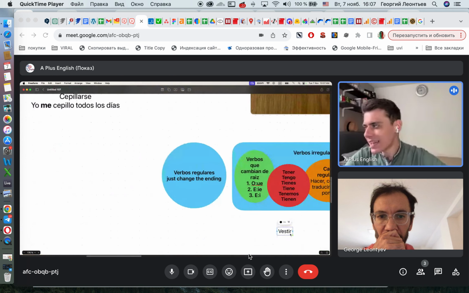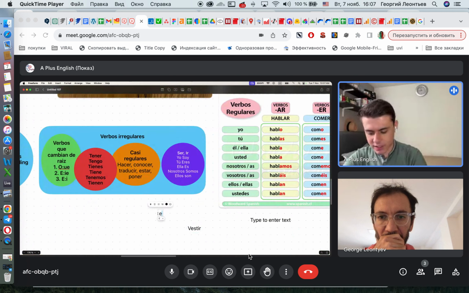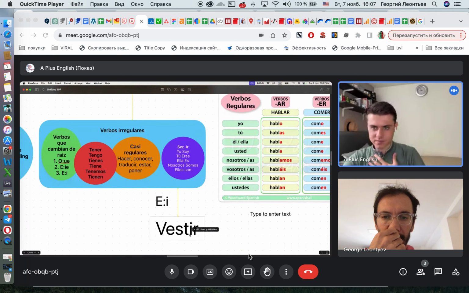So vestir, you know that it's going to stem change for number 3. So what is number 3? That the E in the stem is going to change to an I, okay? This is what you have to remember. But the rest, you treat it regular. What is vestir for yo?